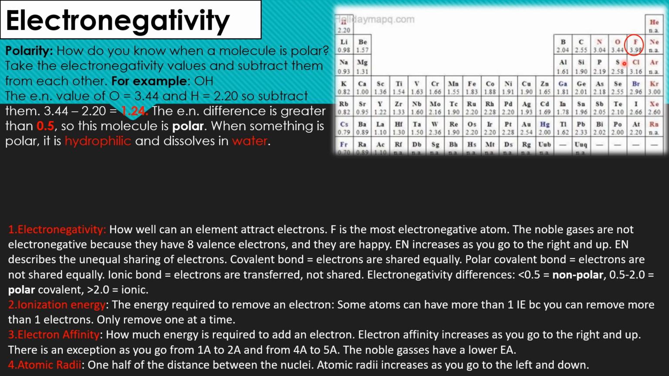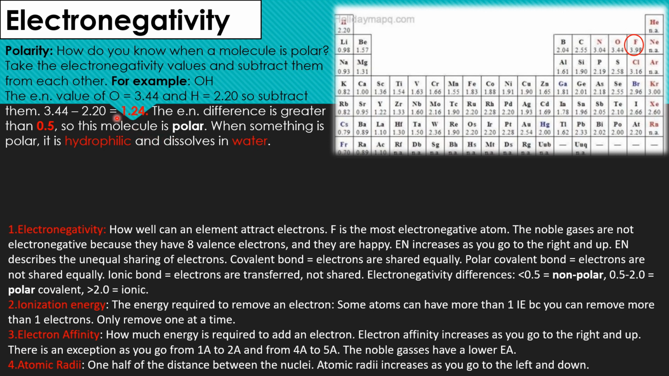So the electronegativity value of oxygen is 3.44 and the electronegativity value for hydrogen is 2.20. And all you do is subtract them. So 3.44 minus 2.20, and that equals 1.24. So the electronegativity difference is greater than 0.5. So this molecule is polar.